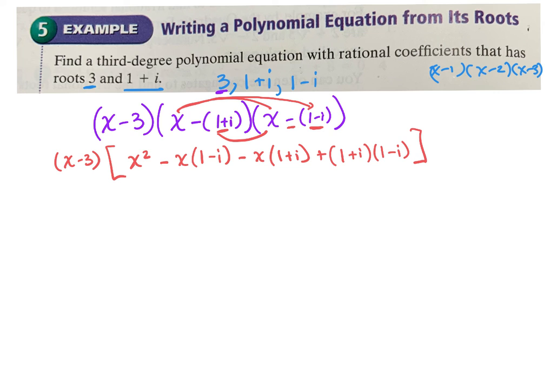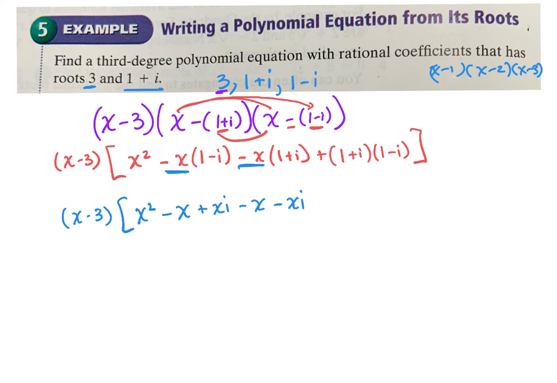Now we're going to simplify those brackets. We're going to leave this x minus 3 out here by herself. We're going to leave this guy alone, x squared. Distribute this negative x. Negative x times 1, negative x times negative i is positive xi. Good? Distribute this negative x. Negative x times 1, that's negative x. Negative x times positive i is negative xi. We good?